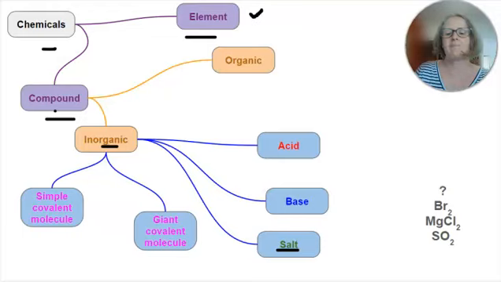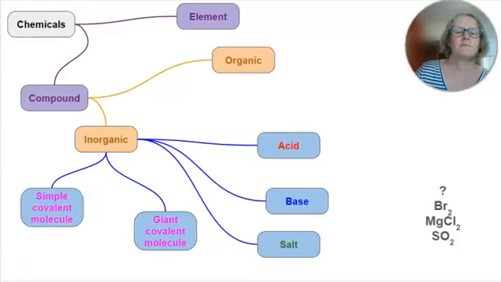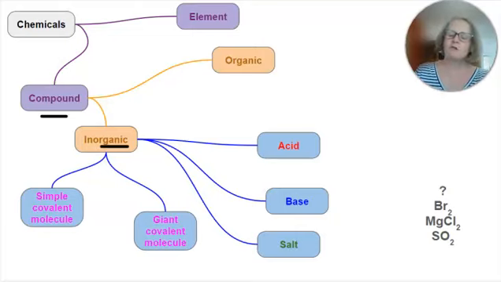And the last one there is sulfur dioxide. So sulfur and oxygen, so it must be a compound. Is it organic or inorganic? No carbon present, so it's inorganic. Sulfur is a non-metal. Oxygen is a non-metal. So it must be one of these two. Is it simple or giant? Well, sulfur dioxide just stays as SO2. It doesn't make any massive molecule, so it's a simple covalent molecule.